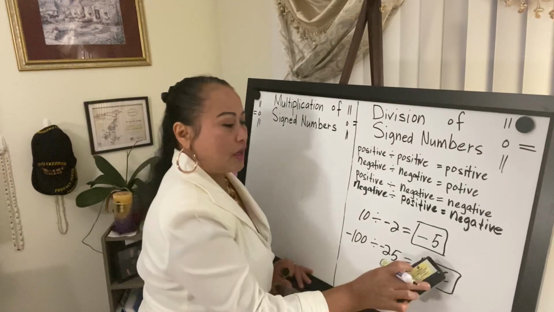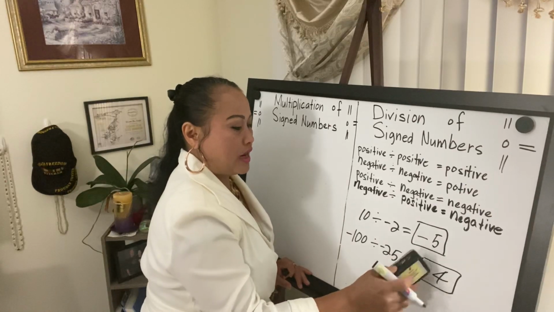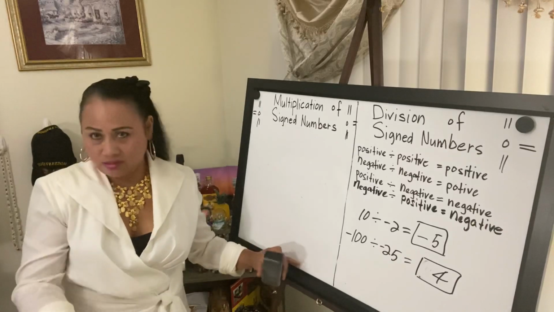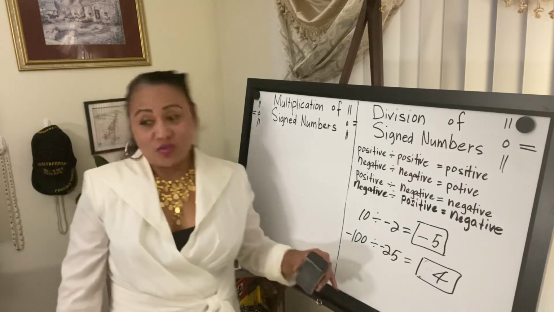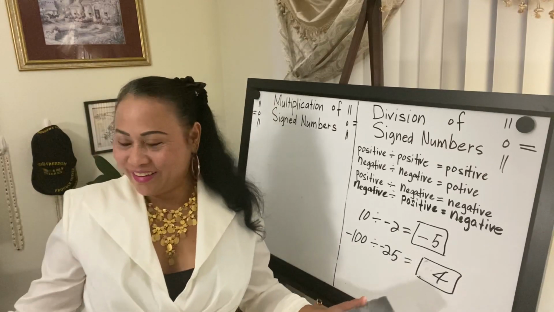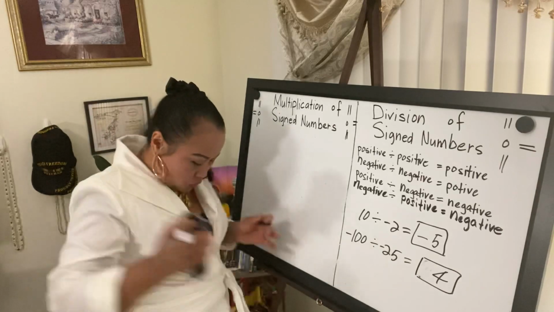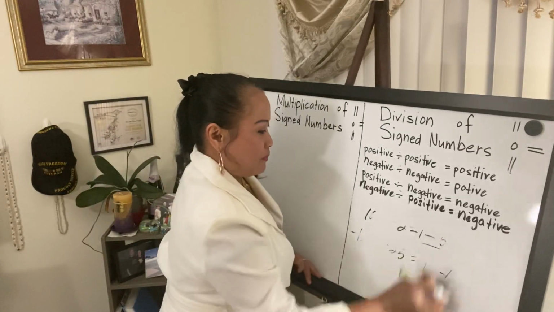Or just simply don't write the plus sign, because a number without a sign is understood to be positive. There is a positive sign in there, okay? Did you understand? I hope so. Okay, another example.